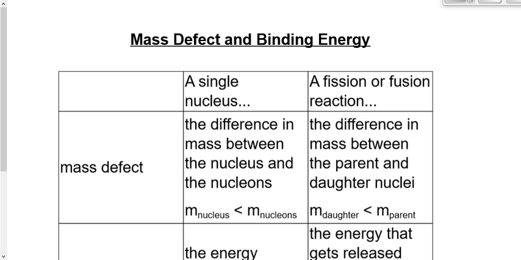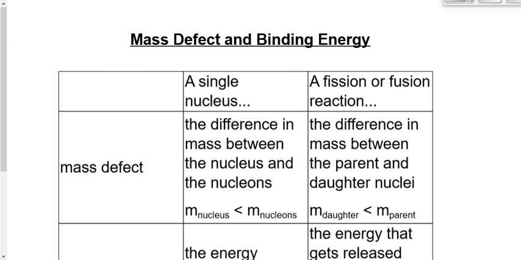Now, what is it that caused the energy to be produced there? Well, it's something that we call mass defect. We talked about that yesterday in two different contexts. The mass defect in the context of a nucleus was the difference in mass between the nucleus and the nucleons. What's a nucleon?